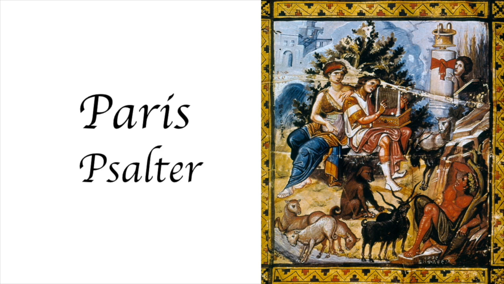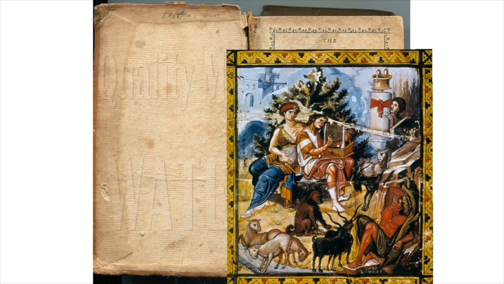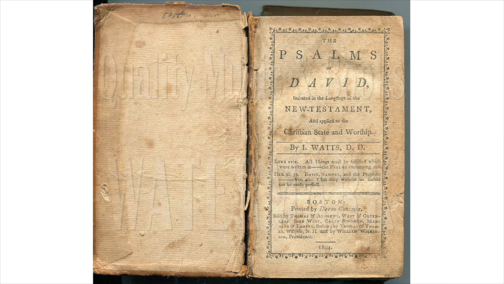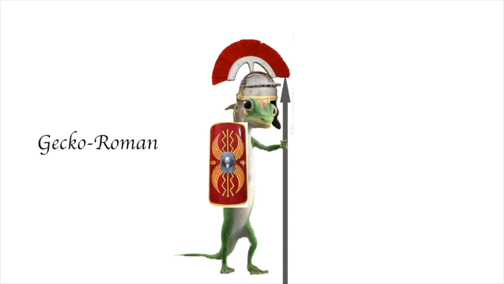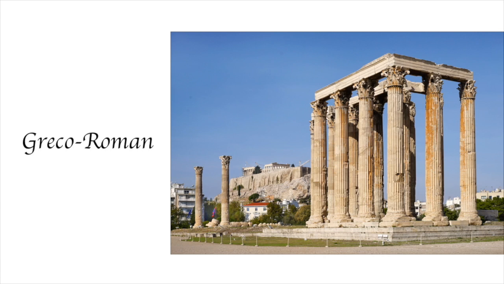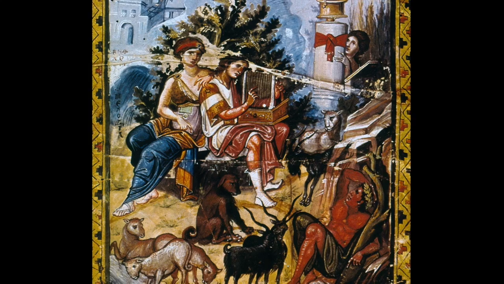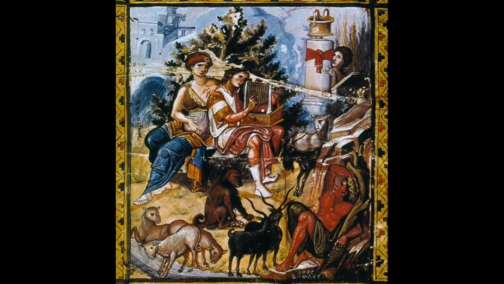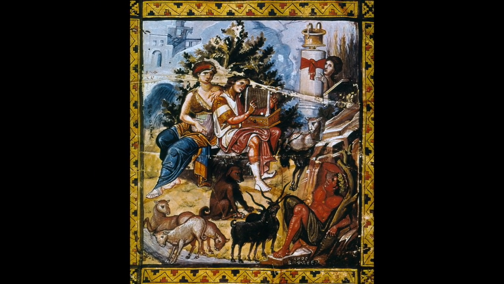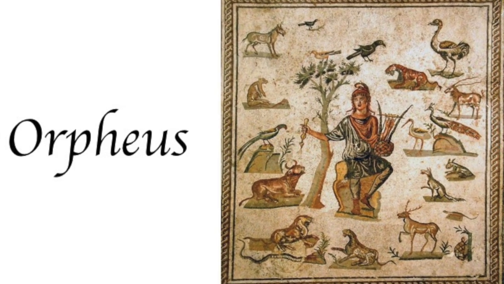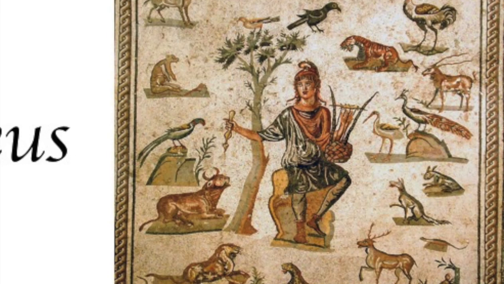Another painting from the Middle Byzantine period is the Paris Psalter, which is actually a page from the book of the Psalms of David. This piece reasserts the artistic values of the Greco-Roman past. The psalmist David is surrounded by many different kinds of animals, sheep, goats, and his dog. David is playing his harp in what seems to be the outskirts of the city. David is thought to be compared to the Greek hero Orpheus, who could charm animals with his music.